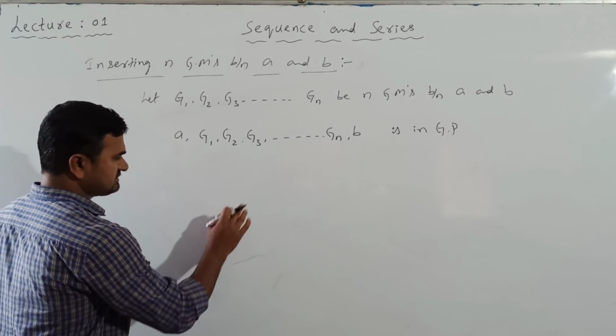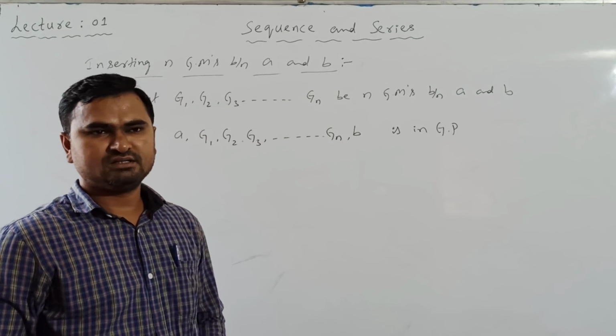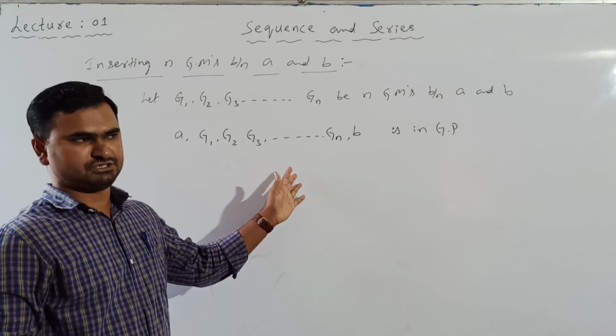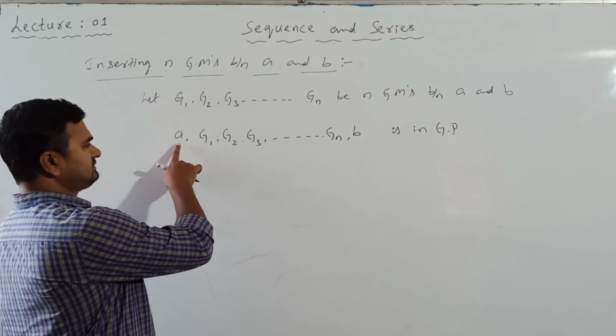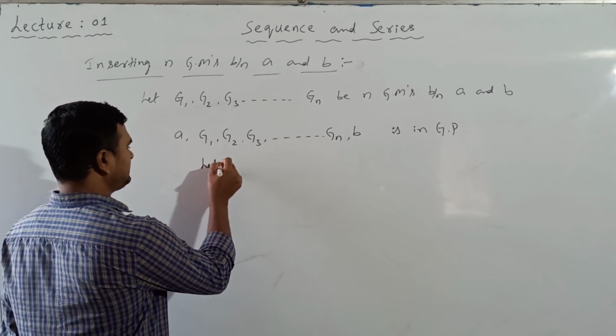Now how to find these values G1, G2 up to Gn? Again, for finding the terms of GP, what we need is first term and common ratio. First term is known here. Now we have to take the common ratio. So let R be the common ratio.